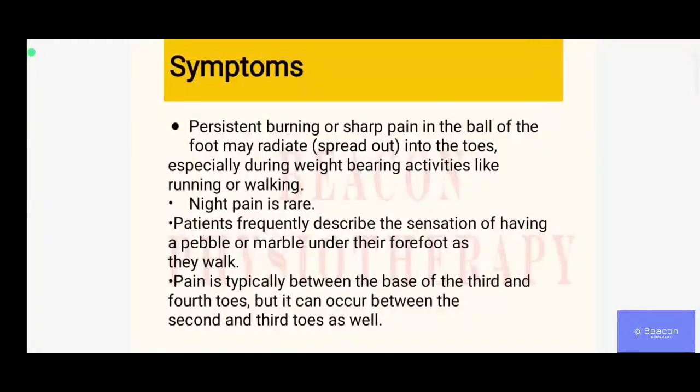These are the symptoms that can be seen in patients suffering with Morton's neuroma. Persistent burning or sharp pain in the ball of the foot may radiate into the toes, especially during weight bearing activities like running or walking. Night pain is rare. Patients frequently describe the sensation of having a pebble or marble under their forefoot as they walk. Pain is typically between the base of the third and the fourth toes, but it can occur between the second and the third toes as well.